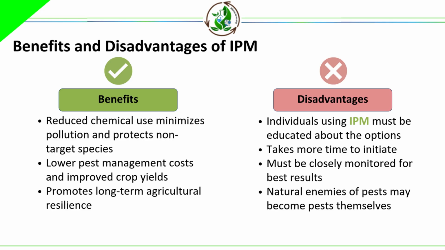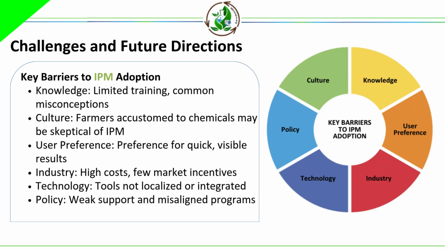It also depends on farmers having good knowledge of pests and their natural enemies. Sometimes, natural enemies can become pests themselves if not managed properly. IPM is a powerful approach, but success depends on knowledge, observation, and balancing the benefits with practical challenges. Even though IPM has clear benefits, adoption rates can be slow. Barriers include lack of ecological knowledge, misconceptions about IPM's effectiveness, and insufficient farmer training.